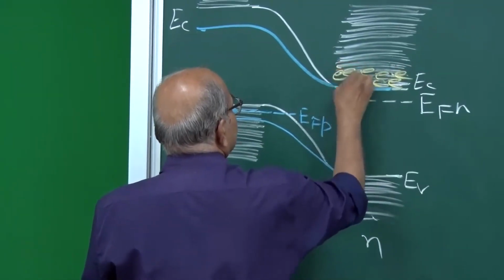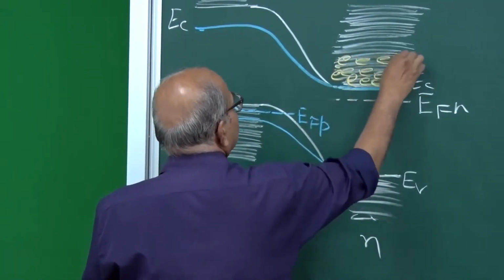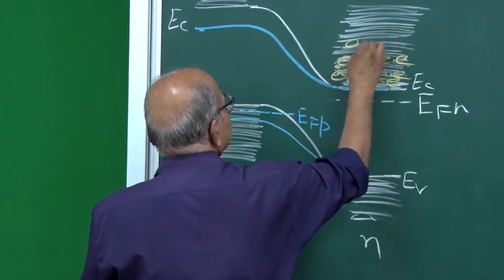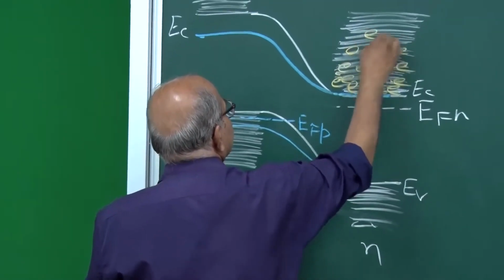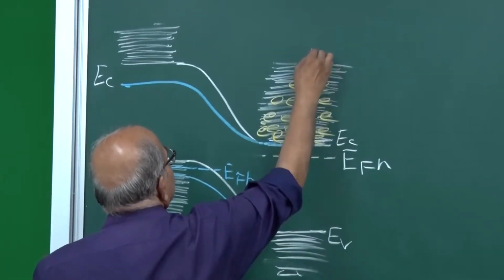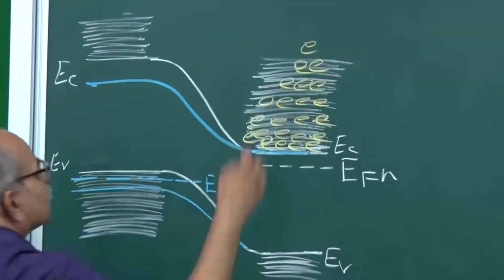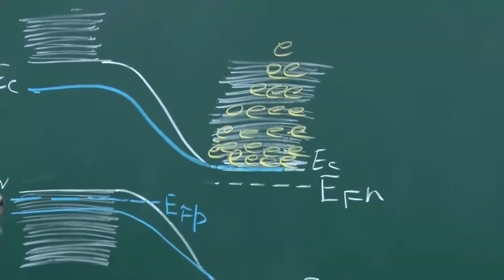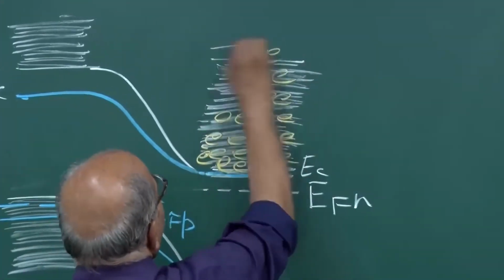Large number of electrons. But as you go up, the number of electrons decreases, and this decrease is also exponential. Okay, like that.